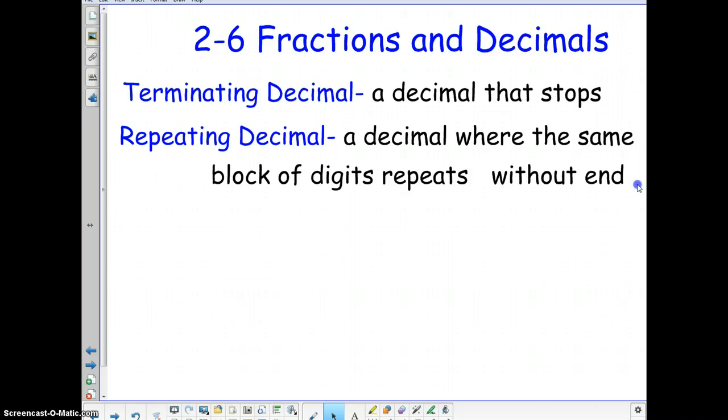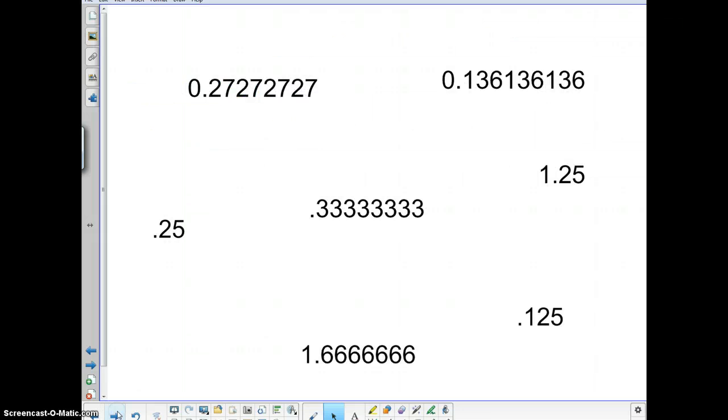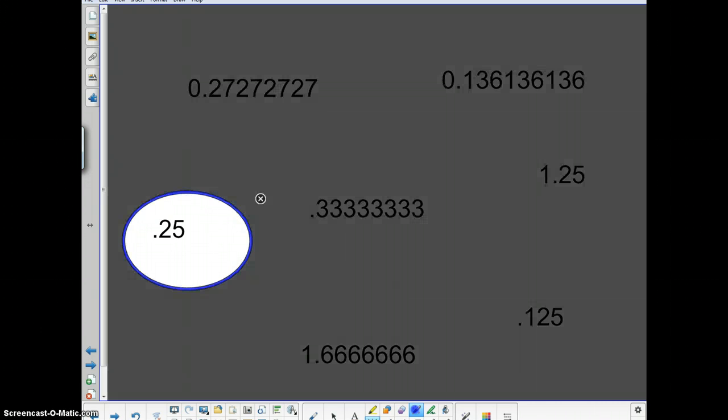Those are the 2 vocab terms for 2/6. Have that vocab sheet out, and keep it out while we take notes so you can refer back to it when I talk about terminating or repeating decimals. Alright, so what I'm going to do, just like I would be in class, is go through some of these decimals that are either repeating or terminating.